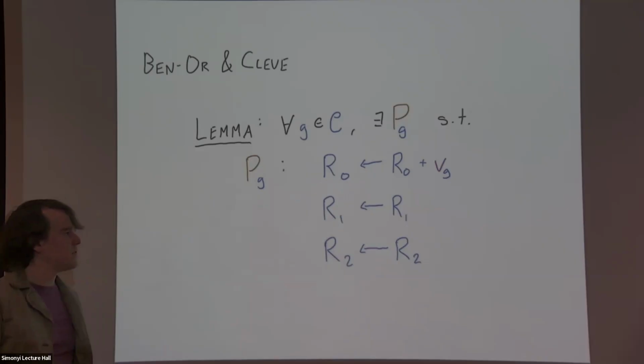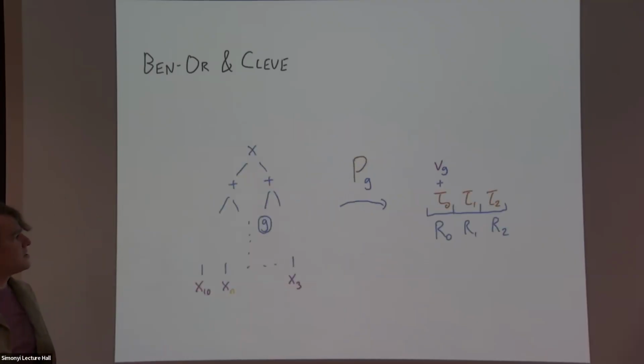So that's the flavor of their results. And just to see what that looks like, if you have some values tau 0, tau 1, tau 2 in your register memory, then the program PG, the effect is just going to be to add this value VG. Again, in a way that you can't really distinguish between what's tau 0 and what's VG. It's just going to be one number, but that's going to be the operation of the program.